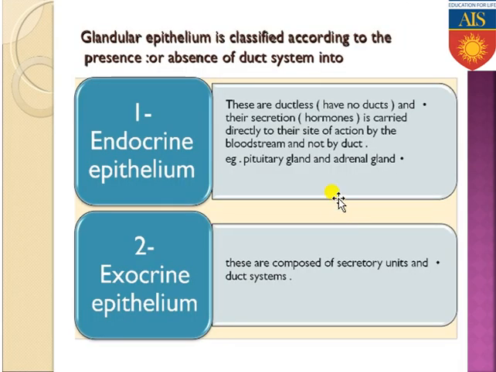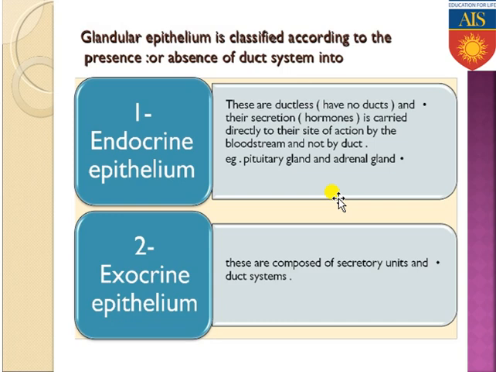So endocrine epithelium and exocrine epithelium: I have already told you this epithelial tissue is present in endocrine as well as exocrine tissue. The endocrine epithelium is present in the ductless glands, which have no ducts, and their secretion, that means hormones, is carried directly to their site of action by the bloodstream, not by a duct. Keep it in mind, the epithelial tissue within the endocrine glands releases hormones, and those hormones are carried by the blood vessels. They are not carried by any duct, because a duct is not produced by any endocrine gland.